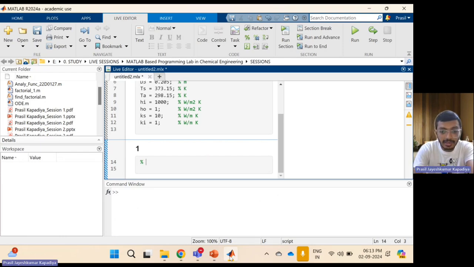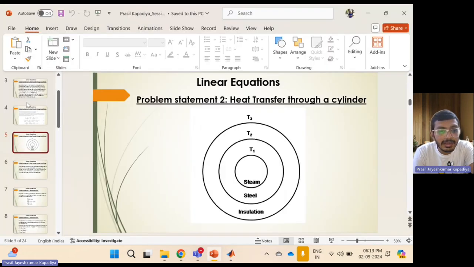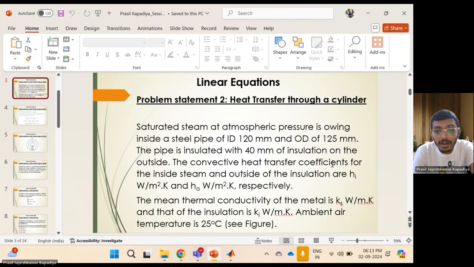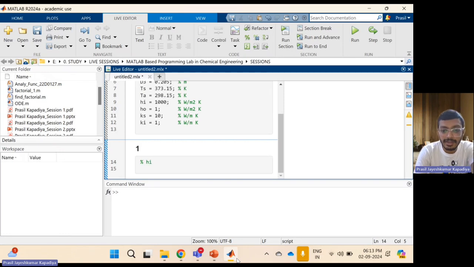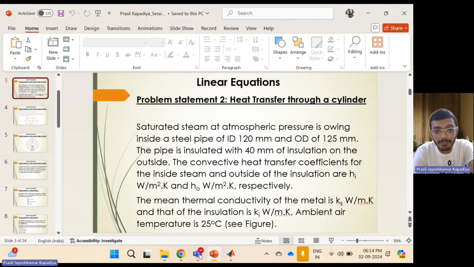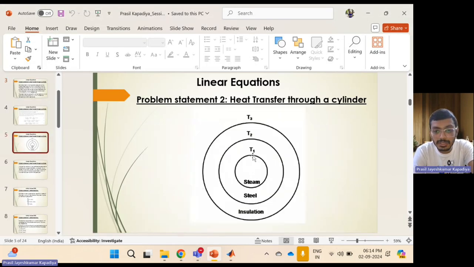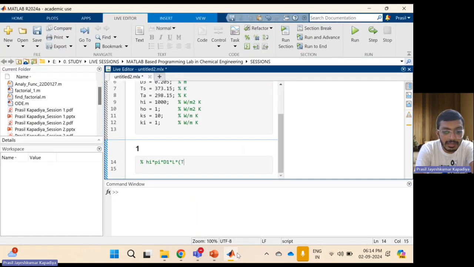HA delta T. So H means H of, so see here, don't get confused. HI means internal and HO is of insulation. So just don't get confused here. So HI, H, A. What should be A? Area pi into D1 into L. HA into delta T. So delta T will be from steam to this temperature, Ts minus T1.